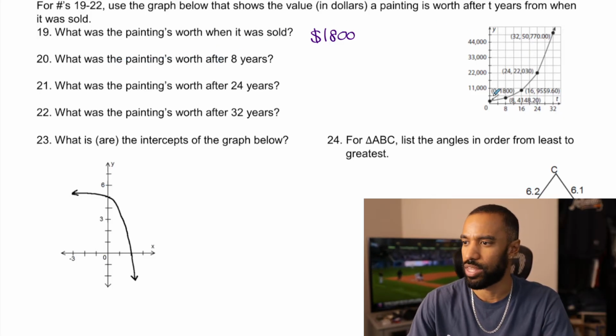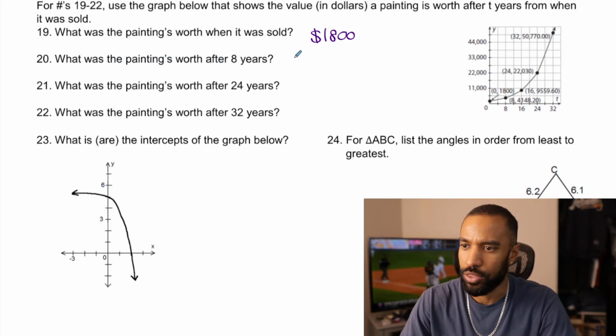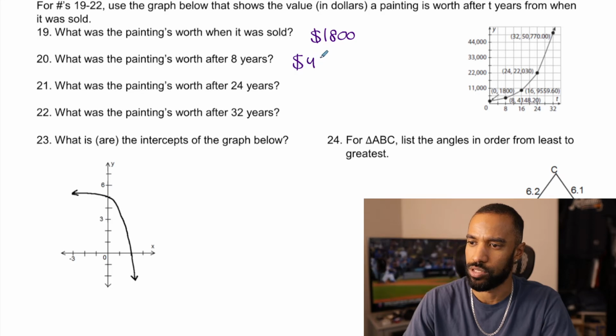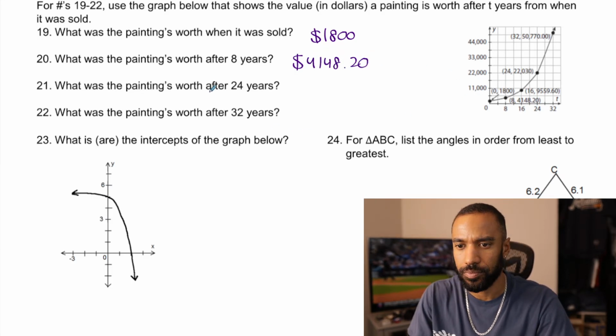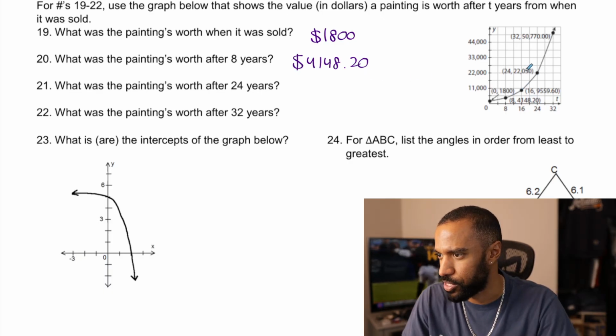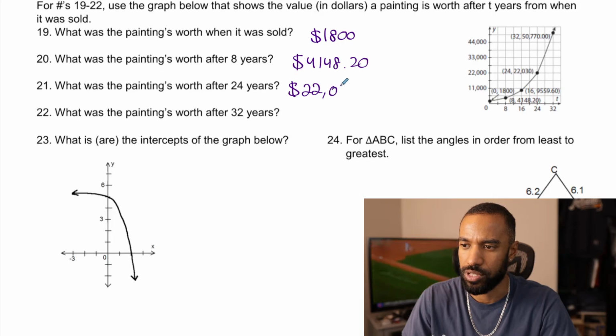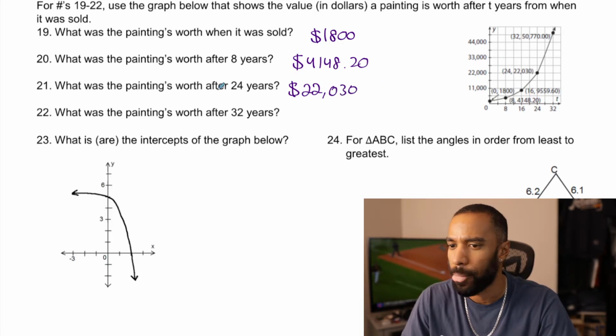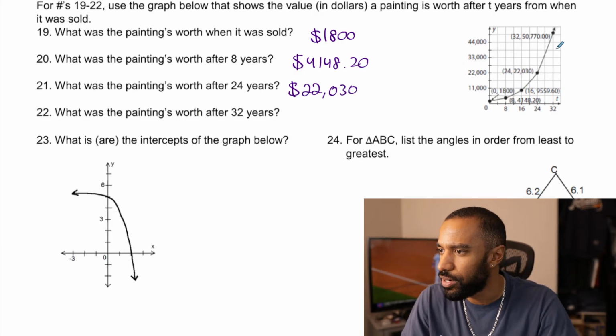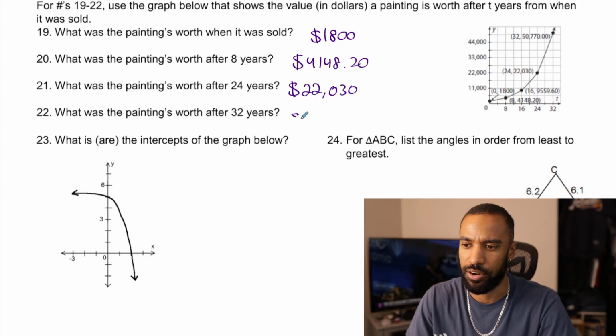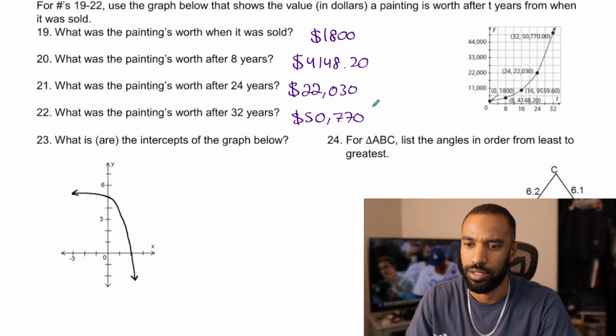What was the painting's worth after 8 years? $4,000. You're just looking at the points. After 24 years, skip the 16, $22,000. After 32 years, $50,770. All right, they don't want us to do anything else.